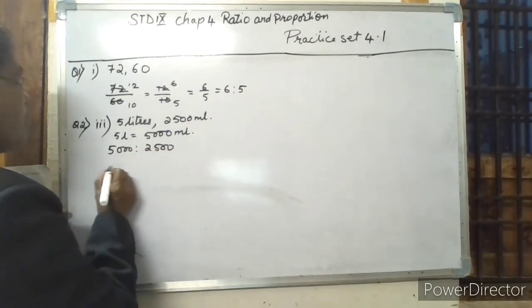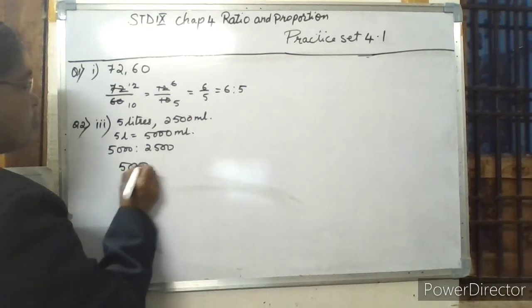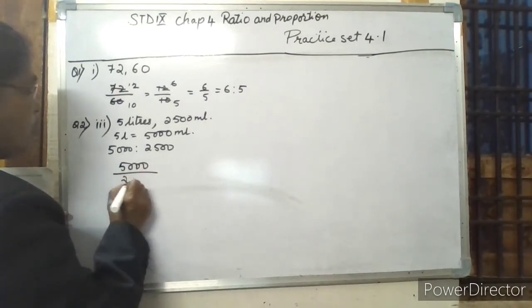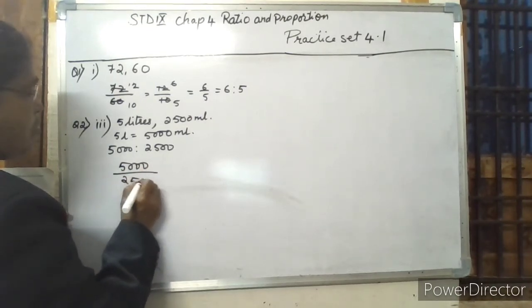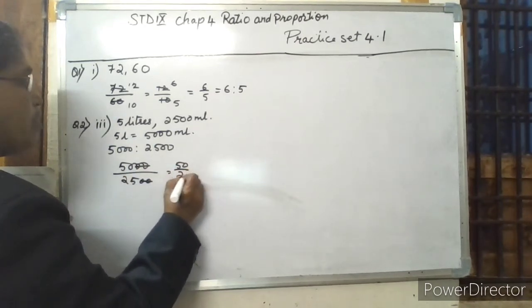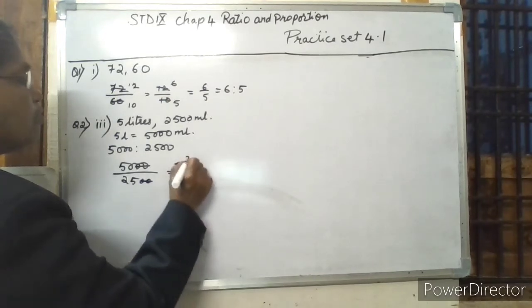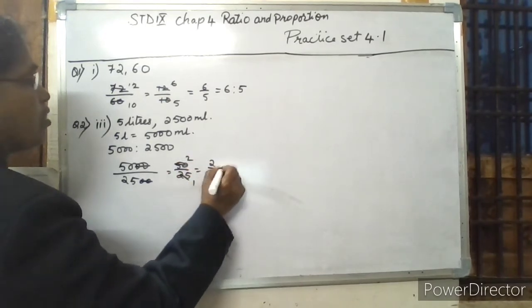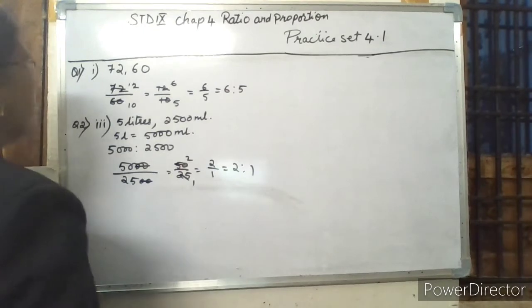So that will give you 5000 by 2500. The zeros cancel, it is equal to 50 by 25. 25 ones are 25, 25 twos are 50, that is equal to 2 by 1, and that is equal to 2 is to 1 in the simplest form.